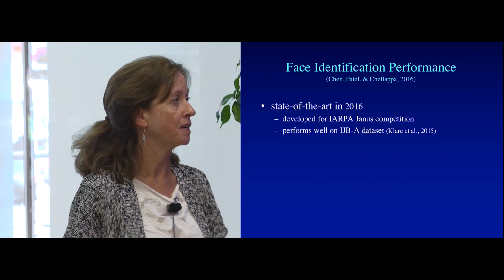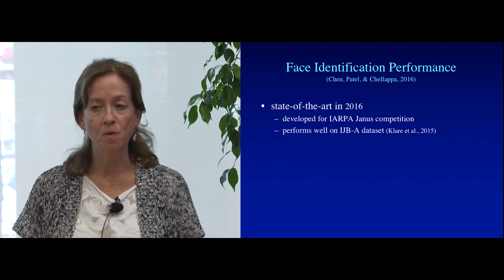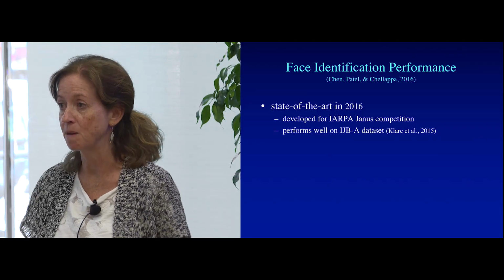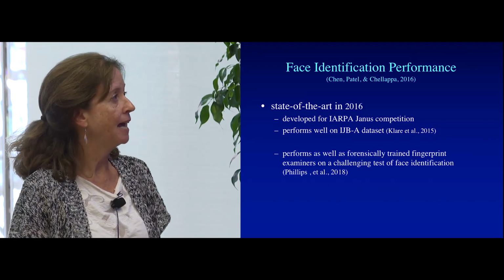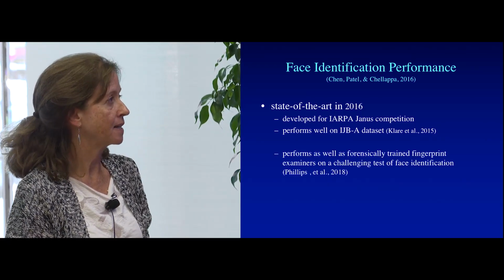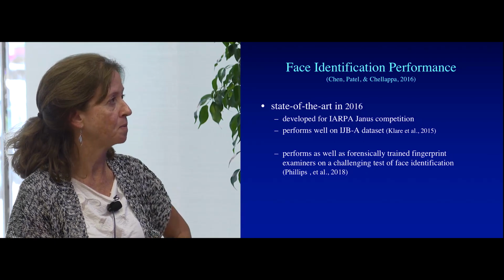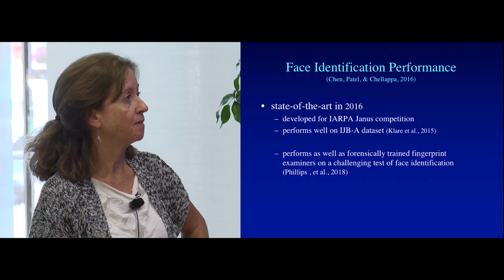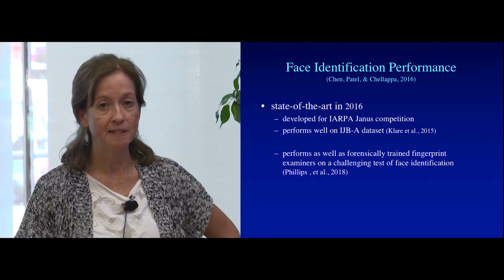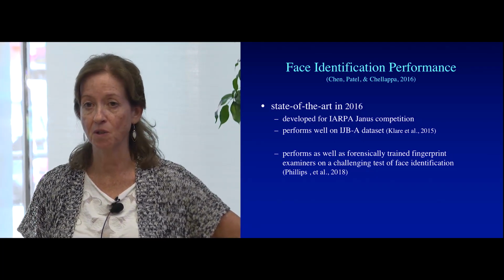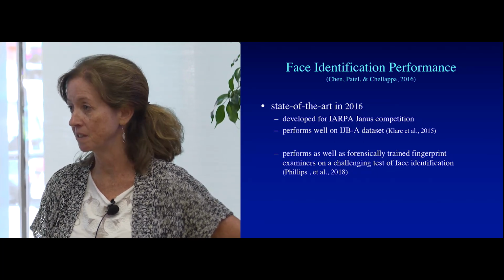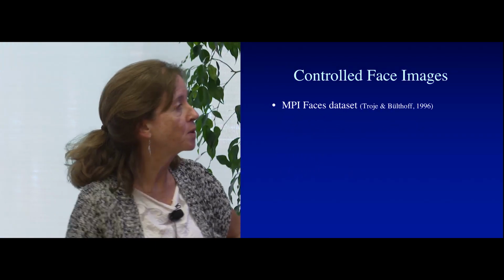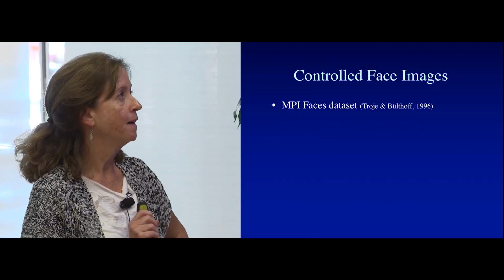It was developed for the Janus competition. It performs very well on the IJBA data set, which was developed for the Janus competition, a very difficult set. And then just recently, in a PNAS paper from Jonathan Phillips in our lab and the Maryland people, this network is at the level of forensically trained fingerprint examiners on a very difficult face identification task that we developed for forensic examiners. Okay, so it's good at identification.